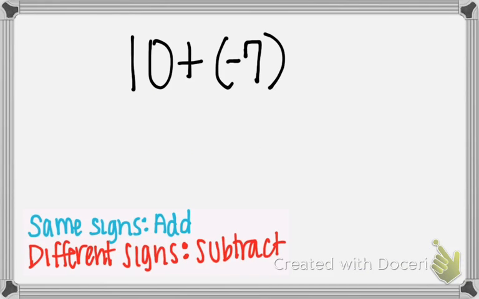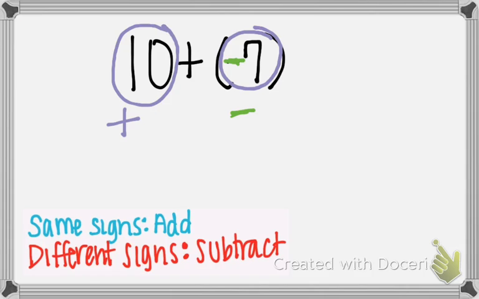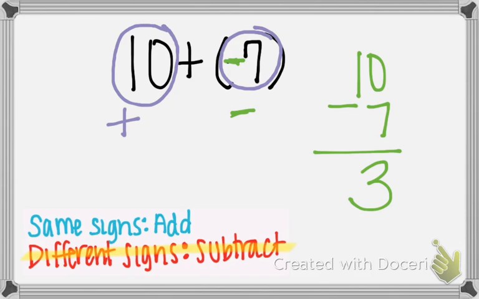So in this problem, we have a +10, and then we take whatever is directly in front. So this has a -7. Since we have a +10 and a -7, they are different signs, so we're going to subtract. We're going to find the difference. So 10 minus 7 is 3. Then we look in front of the larger number, which is 10, and there's nothing there, so we know that means +3.